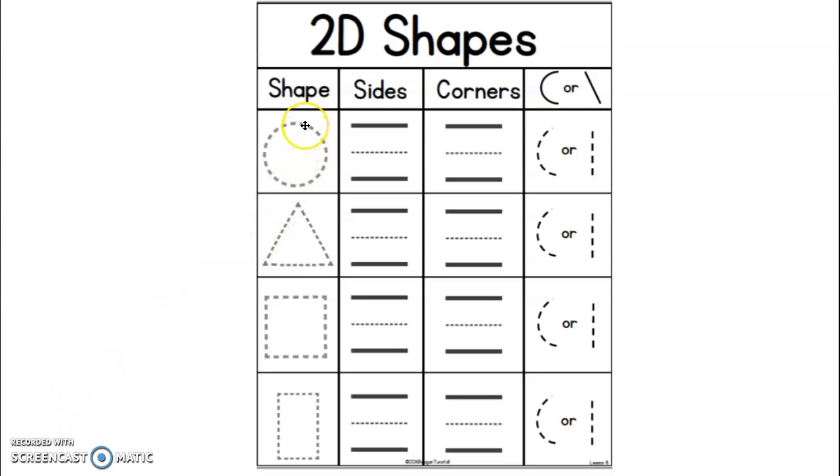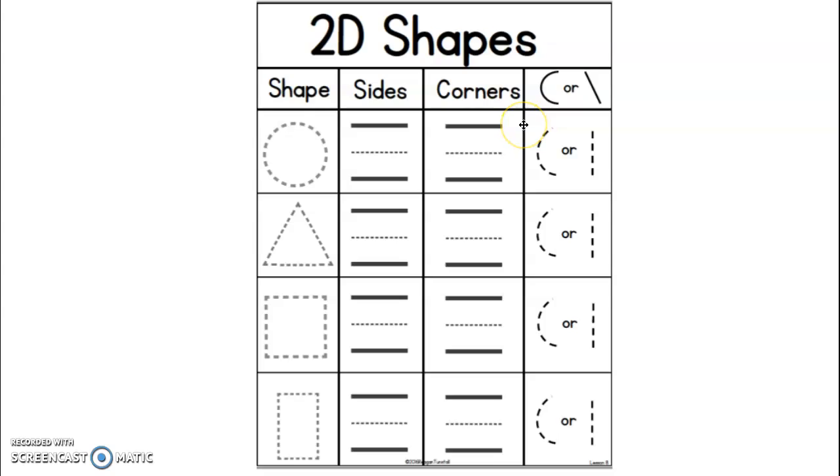So the first thing you're going to do is you're going to take your pencil tool and you are going to trace the shape right on the gray lines as best as you can. Then you're going to count how many sides the shape has and write the number of sides in the next column. And then next it says corners. So you're going to count the corners on the shape and you're going to write how many corners there are.